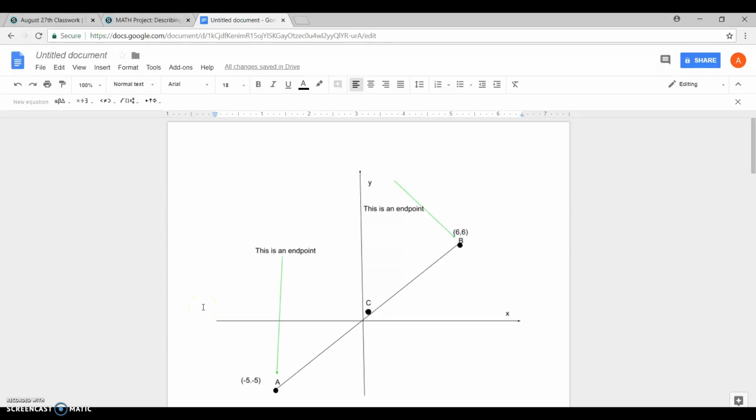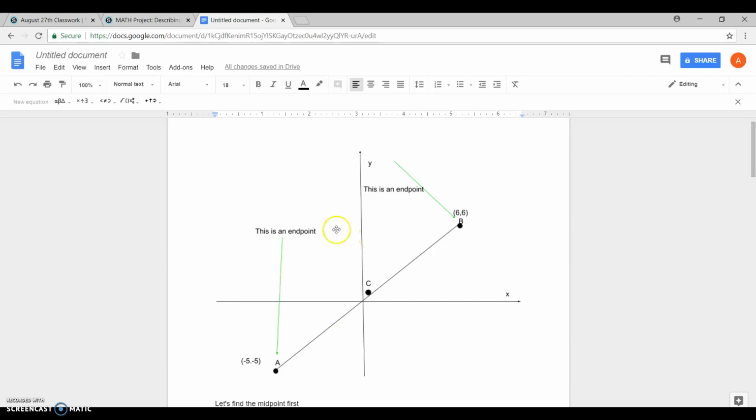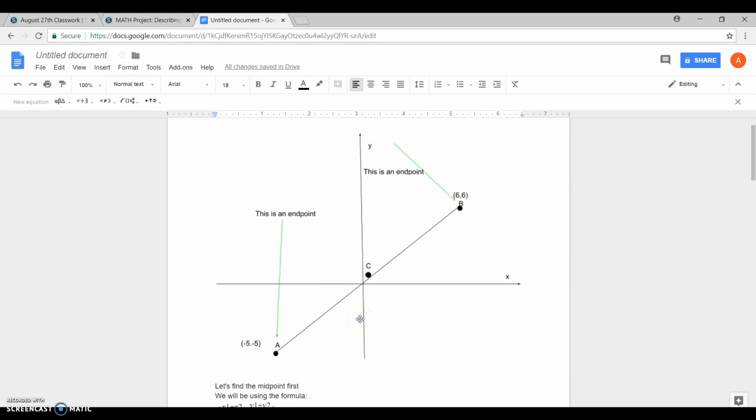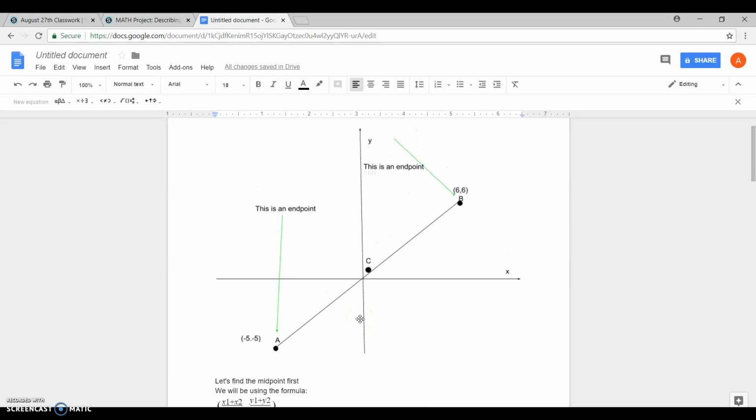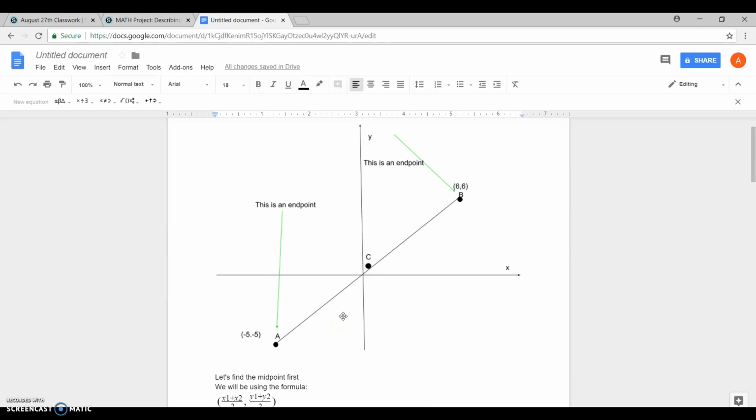Okay, so now we're gonna use the midpoint formula to divide my line segment right here into fourths. So before we do this, I want to describe this line segment. Here we have a line segment, and the ends of it are the endpoints, where points A and B are located. The midpoint formula is (x1 plus x2) divided by 2, comma, (y1 plus y2) divided by 2.